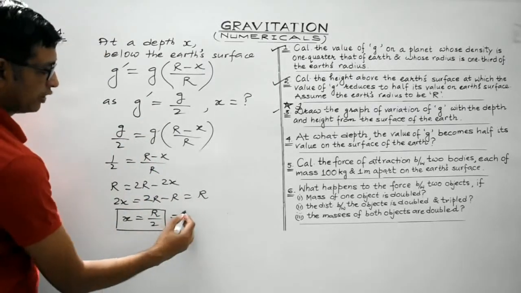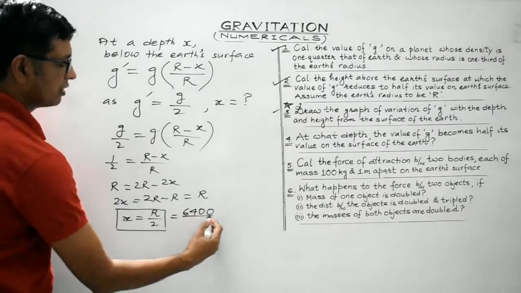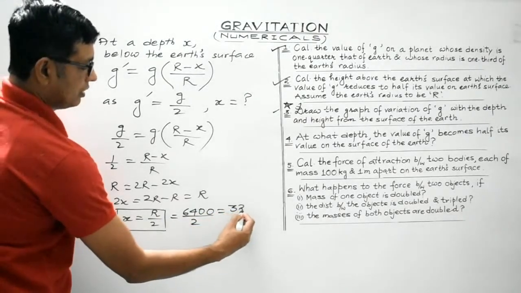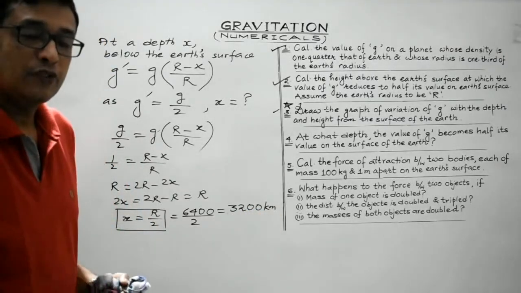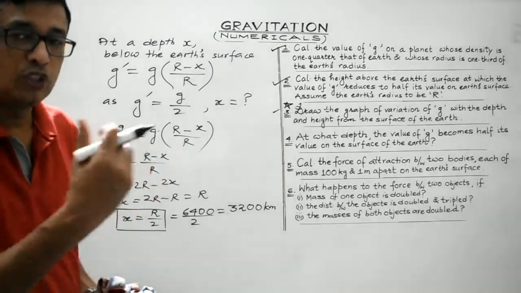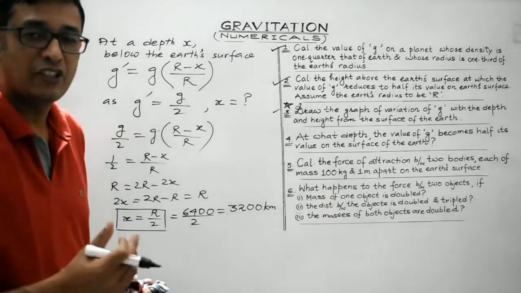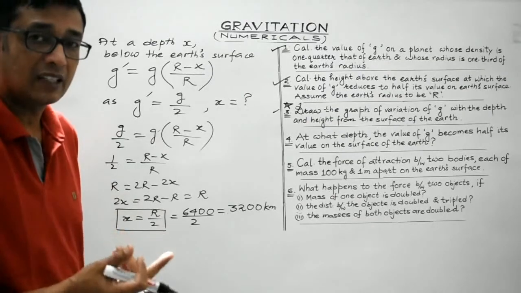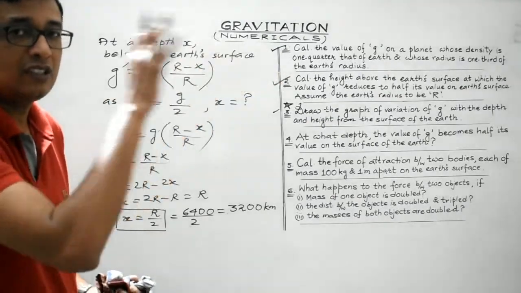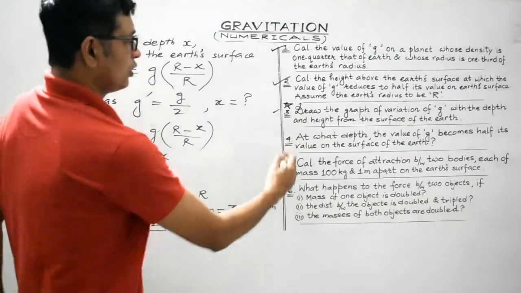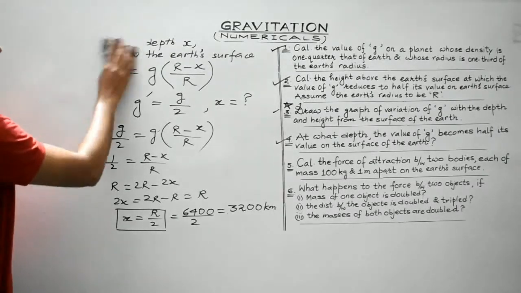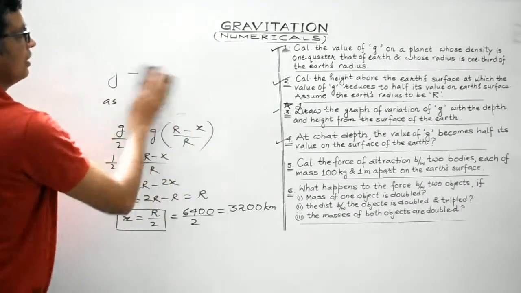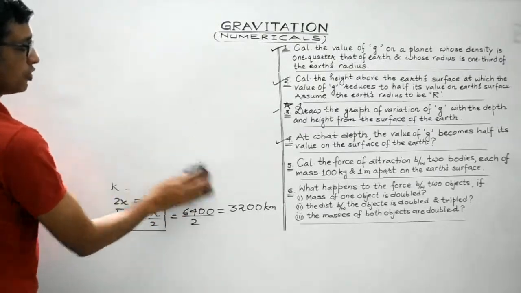Numerically, the radius of the Earth is 6400 km. So it is 3200 km. So at a depth of 3200 km below the Earth's surface, the value of acceleration due to gravity is 50%, that is half of its value on the surface. Clear? So, we have done question number 4 as well, right? So, this question 4 was directly based on the concept of the variation of small g with the depth.